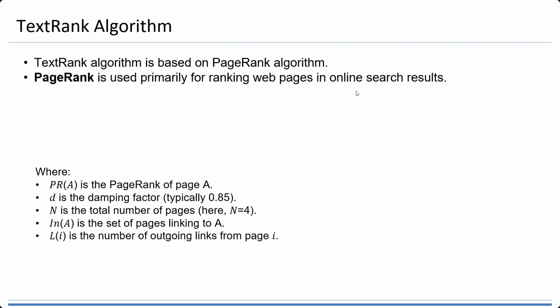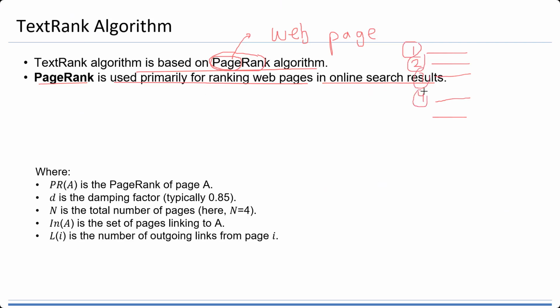The other algorithm is the TextRank algorithm. The TextRank algorithm is based on the PageRank algorithm. Page refers to the web page. On the web, on the internet, we have Google, Naver, and so on. So we want to know the PageRank, or we usually call it the ranking of web pages in online search results. So whenever you do a search, you will see some results, and the results will be ranked. This is rank number 1, this is rank number 2, this is rank number 3, this is rank number 4, and so on.